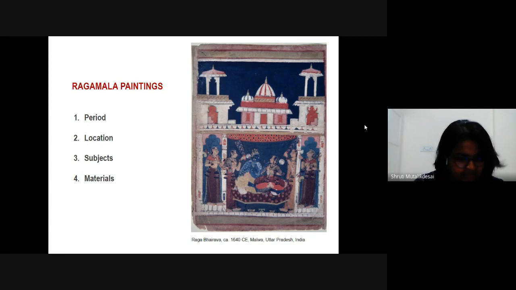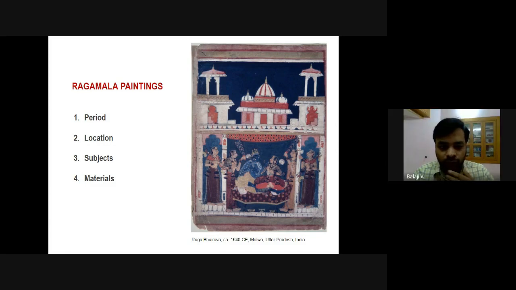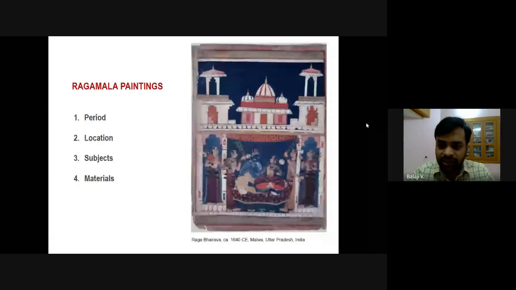I think my colleague will take it forward from here. Balaji. So we are going to talk about the period, location, subjects, and materials of Ragmala paintings before we get into looking into the landscape themes on these paintings. So Ragmala paintings come from 16th to 19th century India.